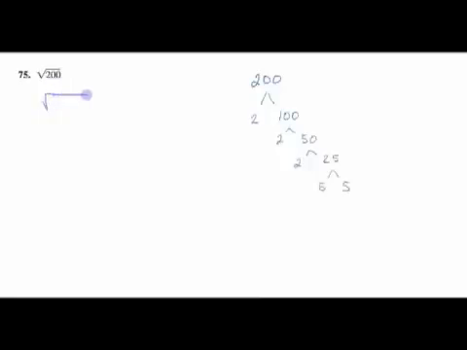Simplifying the square root of 200. First, we want to break up 200 into its prime factors. It's 2 times 100. 100 is 2 times 50. 50 is 2 times 25. 25 is 5 times 5. So, the square root of 200 is the square root of 2 cubed times 5 squared.